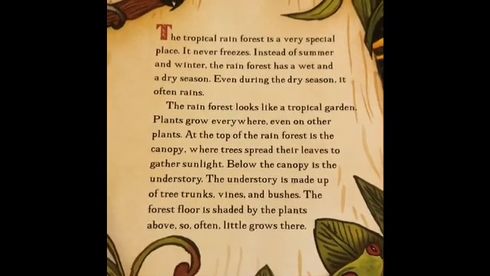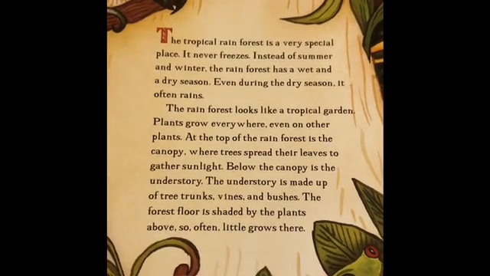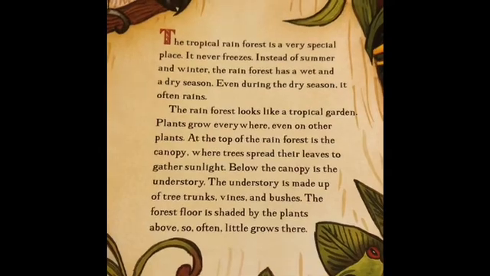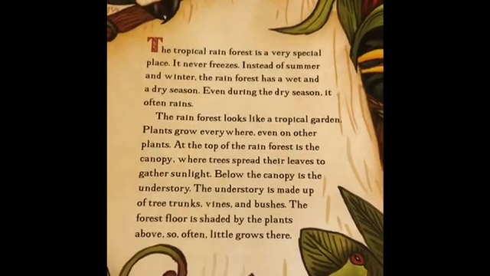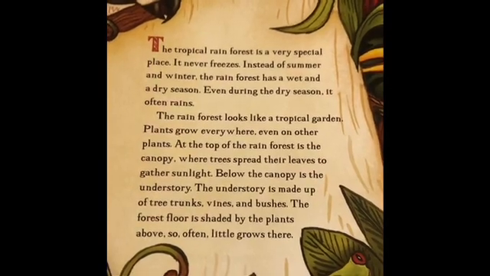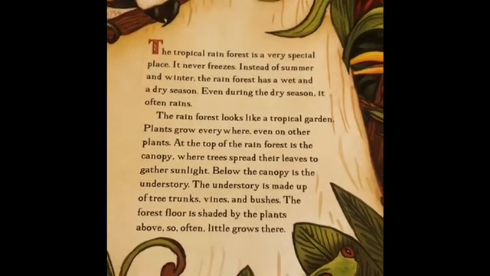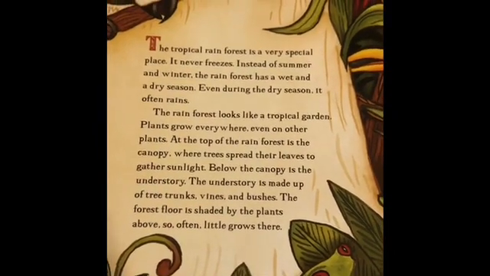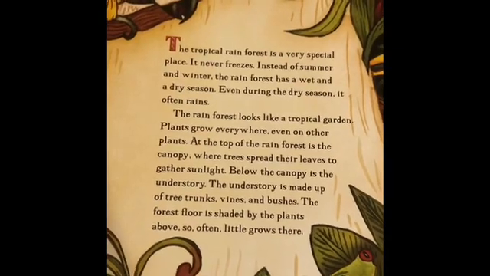At the top of the rainforest is the canopy, where trees spread their leaves to gather sunlight. Below the canopy is the understory. The understory is made up of tree trunks, vines, and bushes. The forest floor is shaded by the plants above. So often, little grows there.